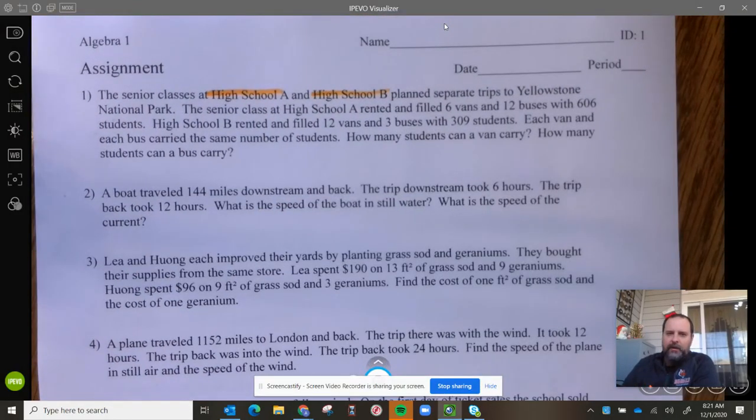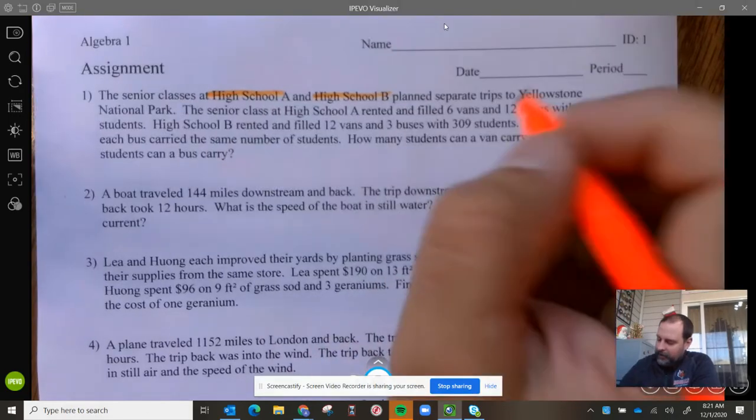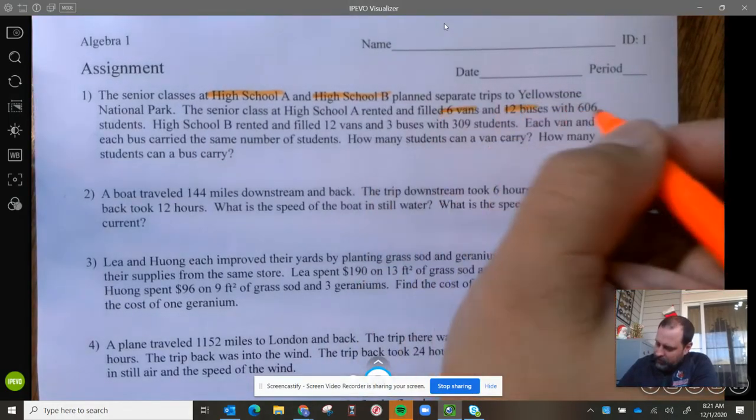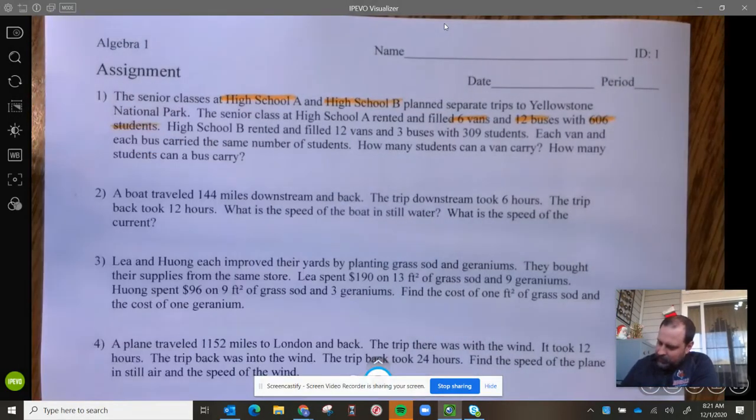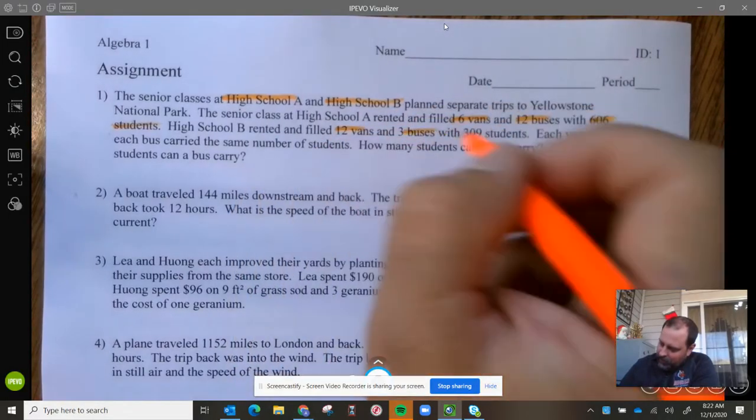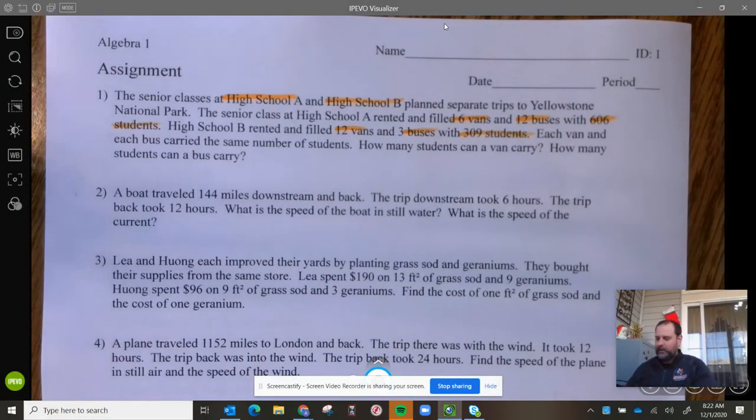They're going to Yellowstone, and then we look at what we have next. The senior class at high school A rented and filled 6 vans and 12 buses with 606 students. And then B has 12 vans, 3 buses, 309 students. Okay, each van and each bus carry the same number of students. How many students can a van carry? How many can a bus carry?